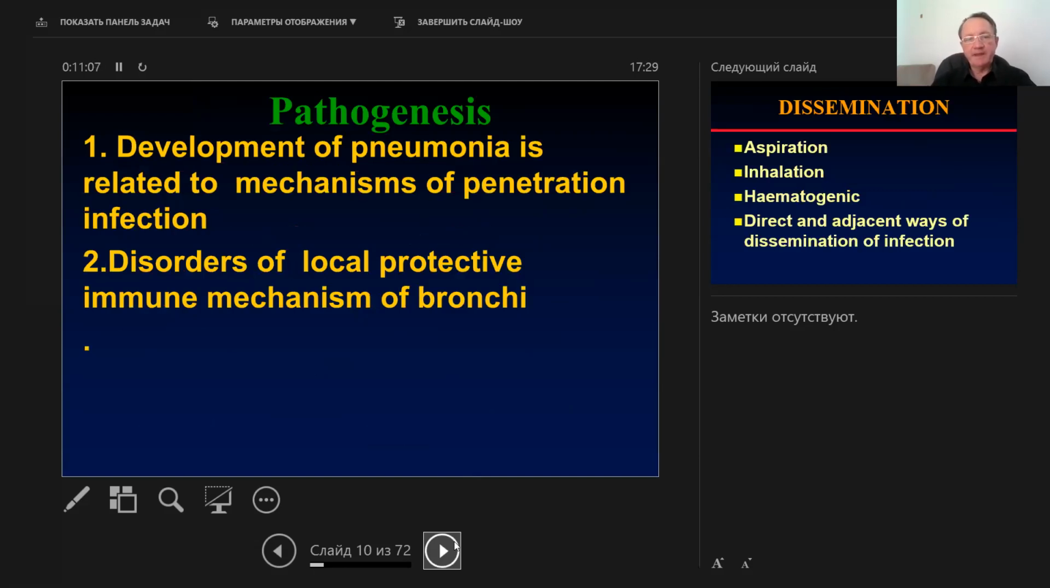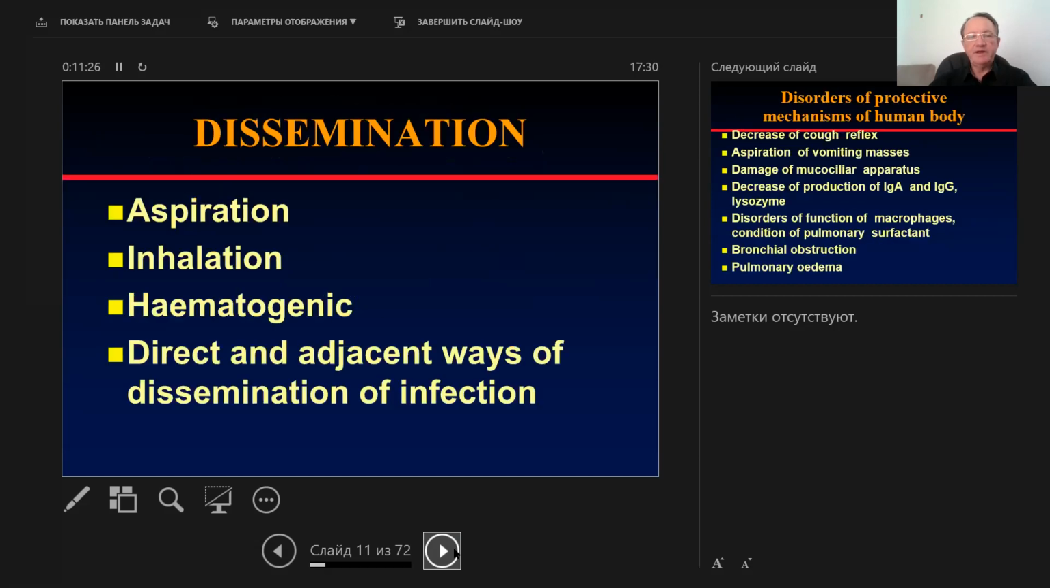A few words about the pathogenesis of pneumonia. First, the development of pneumonia is related to the mechanism of penetration of infection. And secondly, disorders of local protective immune mechanisms of the bronchi. How can infection reach the respiratory parts of the respiratory tract, reach the alveoli? First is micro aspiration. Second is inhalation.